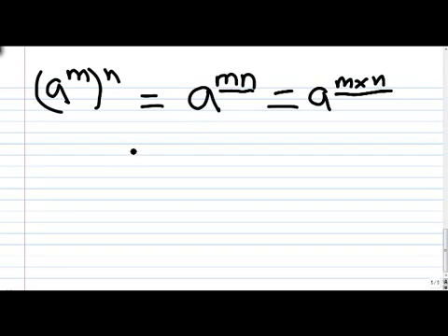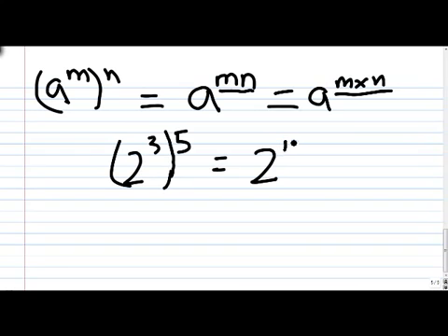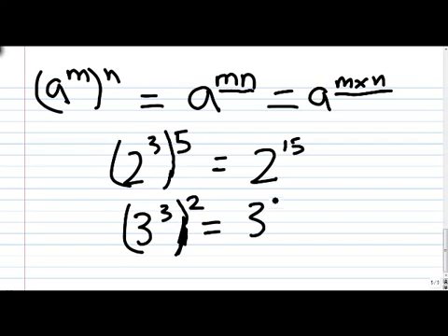Example: 2 to the power of 3, bracket to the power of 5, is 2 to the power of 15. That's your answer. 3 to the power of 3, bracket 2, equals 3 to the power of 6, 2 times 3.